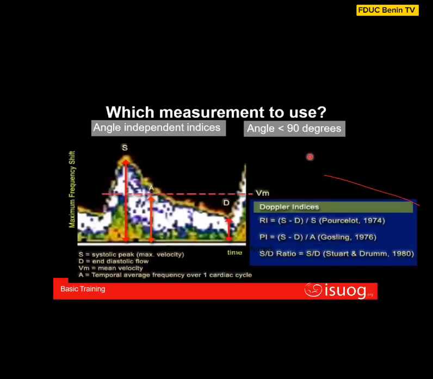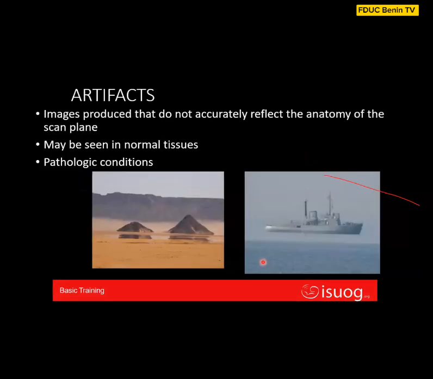Now, what are the measurements of importance when you're doing Doppler? You have the resistive index and the pulsatility index. And at times, you could also have the systolic over diastolic ratio, which is important in some Doppler images. Then I'm going to artifacts. What are artifacts? Artifacts are images produced that do not accurately reflect the anatomy of the sampling.